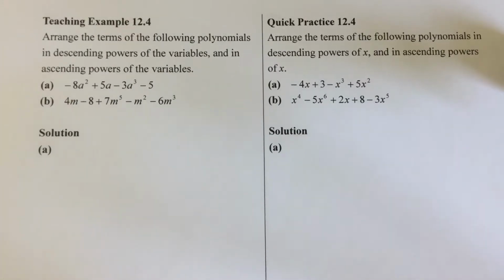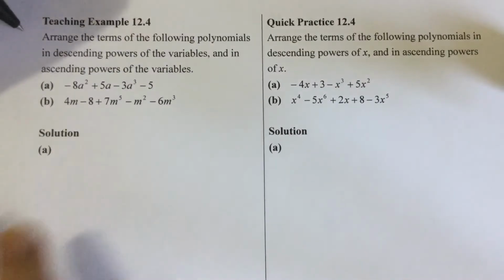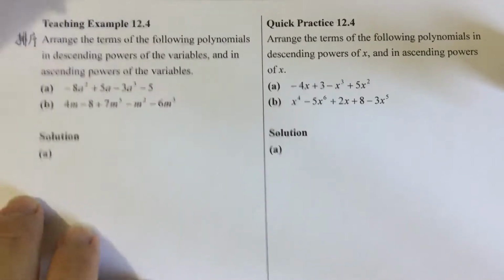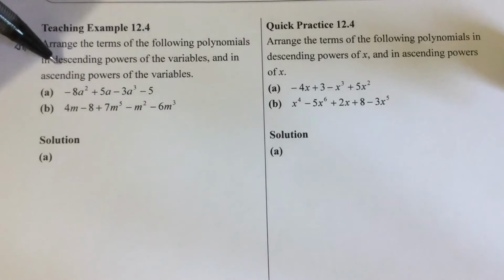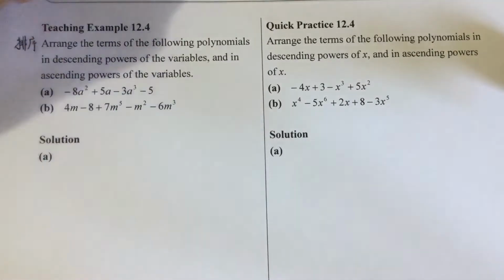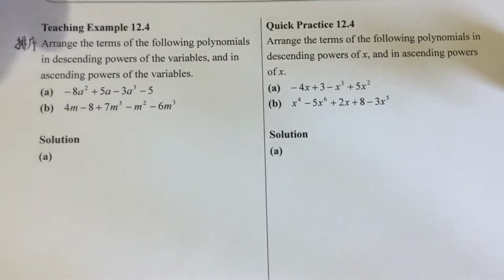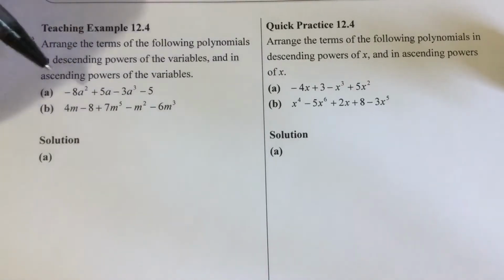You're going to write down arrange, 排序. So you must know this word. Arrange the terms of the following polynomials in descending powers, that means 遞降, from the biggest to the smallest, of the variables, and in ascending powers of the variable. Then you must do two things. One, 跟住要做遞升. So first of all, you must write down the descending power first, and the second one you must write down the ascending power.